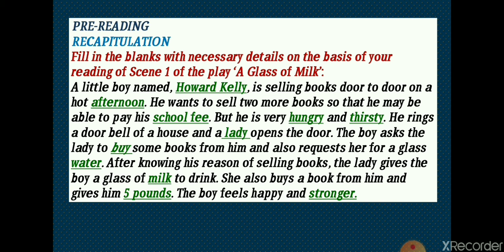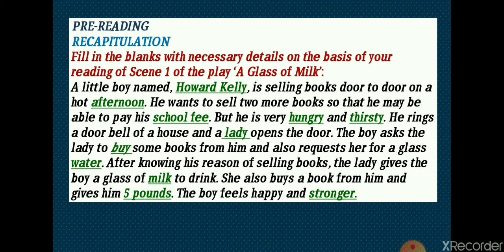We have seen in scene 1 that he was talking to himself that to pay his school fee he has to sell 2 more books. But he is very hungry and thirsty because he was doing his work, so he could not eat something, and he was also feeling thirsty. He rings the doorbell of a house and a dash opens the door. Who opens the door? A lady. The boy asks the lady to buy some books from him. Yes, you're right. And also requests her for a glass of water.